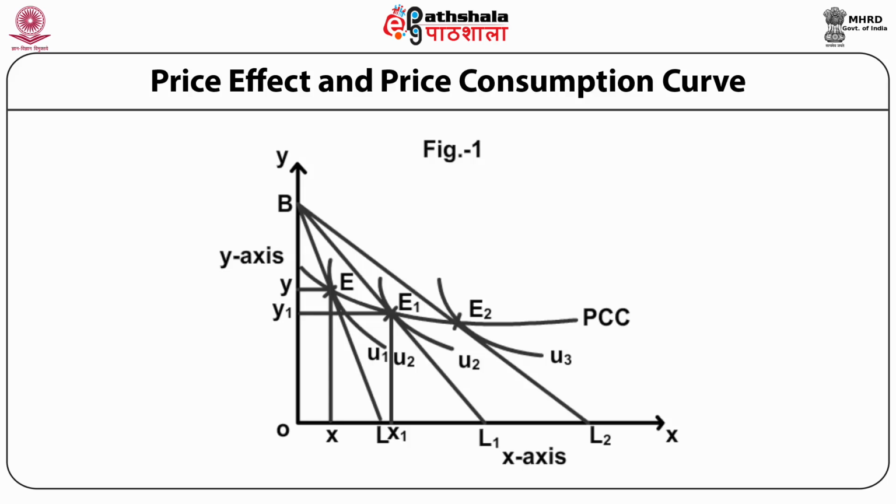Similarly, when the price of good X falls again, and the price of good Y and consumer income remain constant, another equilibrium is formed at point E2, where the budget line is BL2 and the indifference curve is U3. If we join all the equilibrium points, that is E, E1, E2, we get a curve called the price consumption curve, which is the locus of the points of consumer equilibrium resulting from changes in the price of good X alone, other things remaining constant.